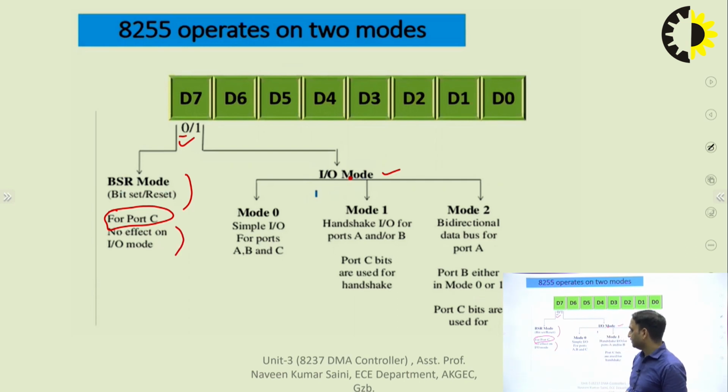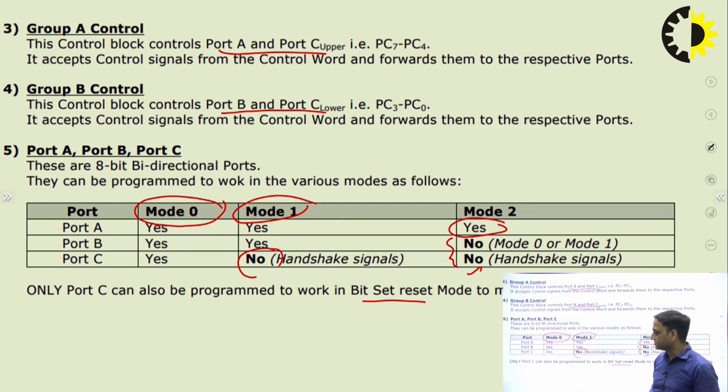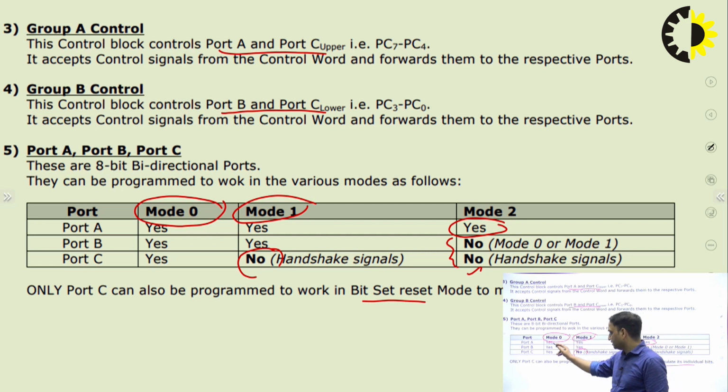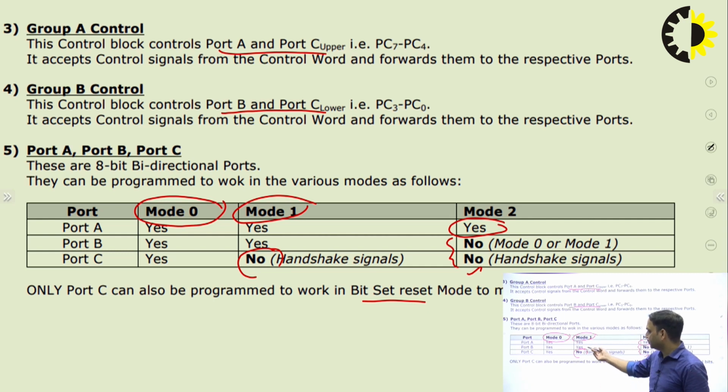When D7 is equal to 1, it will work in the IO mode, and the IO mode has three parts: mode 0, mode 1 and mode 2. Mode 0 is simply the IO mode for all the ports A, B and C. As we have just said, in mode 0, port A, port B and port C are used for data transfers, and in mode 1, port A and port B.